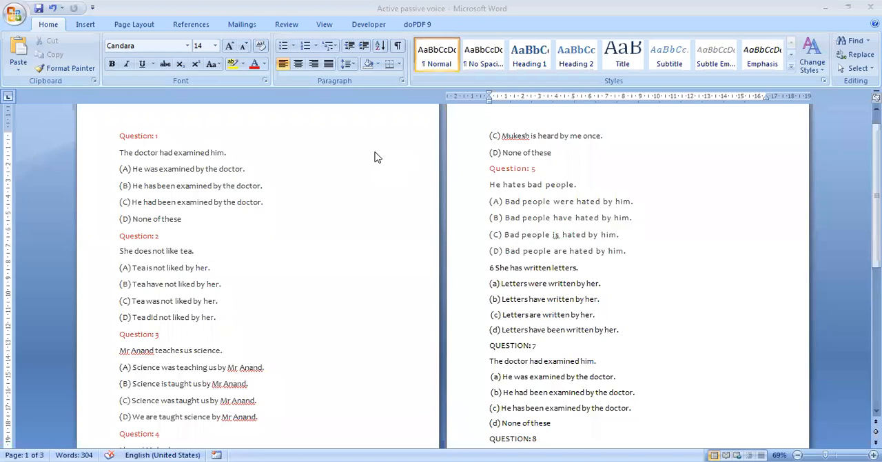If you feel that a particular sentence is in active voice, then what you can do is try to convert it into passive. If you are able to convert it into passive, then yes, your answer is correct.